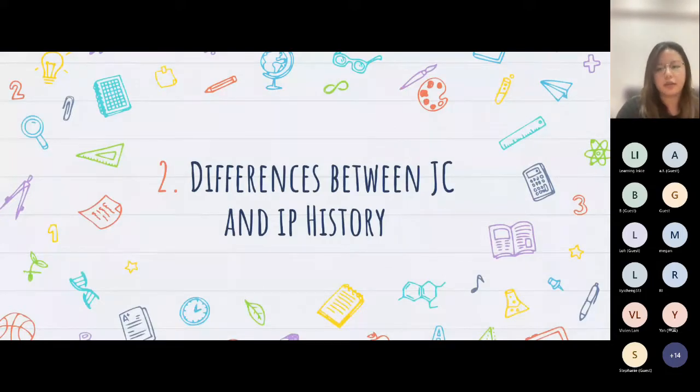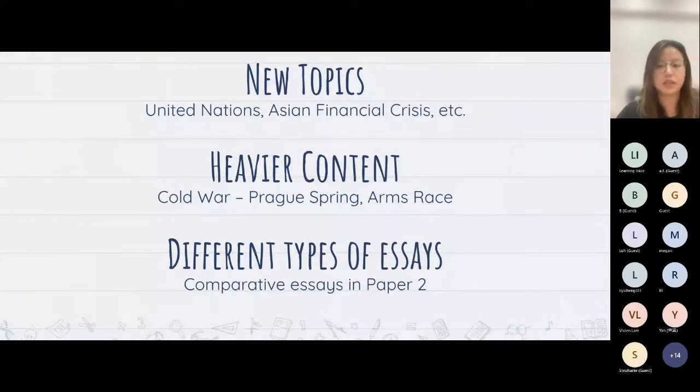Okay, so I'll move on to the differences between JC and IP history. So basically, there are new topics such as the United Nations and the Asian financial crisis, and actually basically the entirety of paper two. But I think it's quite fun, so it's fine still. But then you also have heavier content. So as Judy mentioned just now, even under paper one, even though you learn about the core and stuff, you have to learn a lot more in depth, and you need to know a lot more content. Like what she mentioned just now, you have to learn about the Prague Spring, Middle East, that kind of thing.